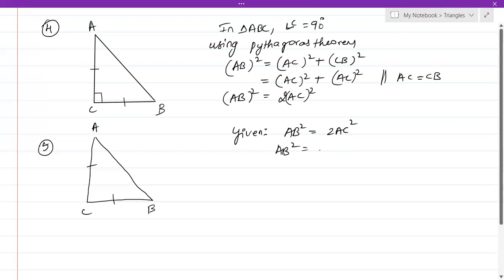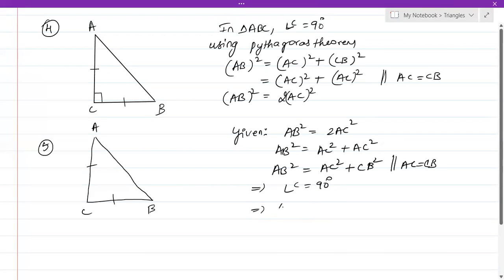So AB square, which is 2AC square, can be written as AC square plus AC square. The other AC can be written as CB, because AC and CB are equal. Therefore, we have got the square of the longest side is equal to the sum of squares of the other two sides, which implies angle C is equal to 90 degrees. That is, triangle ABC is a right angled triangle. It is actually the reverse of the previous one. We had a right angle triangle and had to prove AB square is equal to 2AC square. Now it is the reverse one. Let's get into the next question.